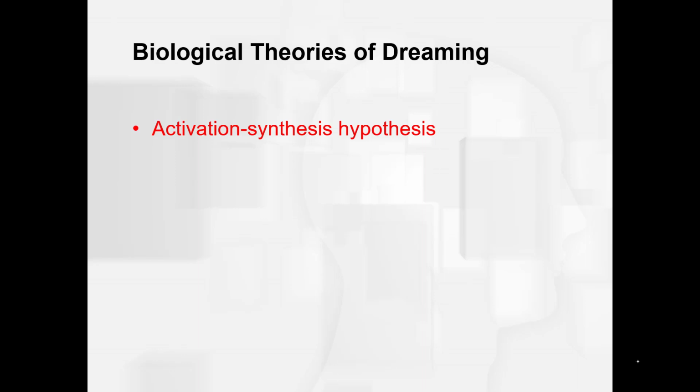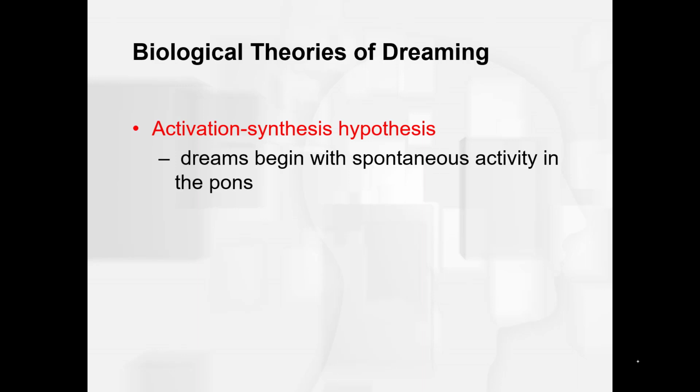And where do those PGO waves start? With spontaneous activity in the pons. And remember, the pons is going to be inhibiting our postural muscles. A lot of times in our dreams, we have this feeling of an inability to move, and that's a common theme in dreams.